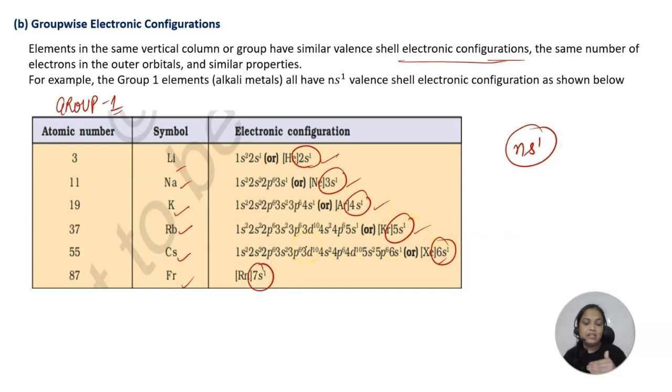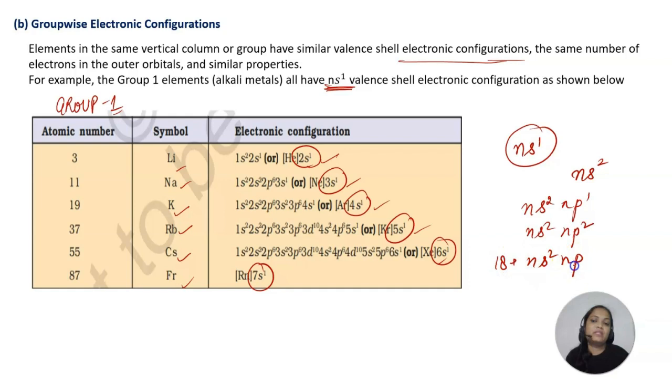So as the period increases, the shell increases, but all have ns1 valence shell electronic configuration, meaning the outermost electron. The same goes for group 2: it will be ns2. Alright, if I skip the transition elements and go to group 13, there it will be ns2 np1, right? Then ns2 np2 for group 14. Similarly, for group 18 it will be ns2 np6 for all. So the outer shell electronic configuration is the same. Okay, keep that in mind.